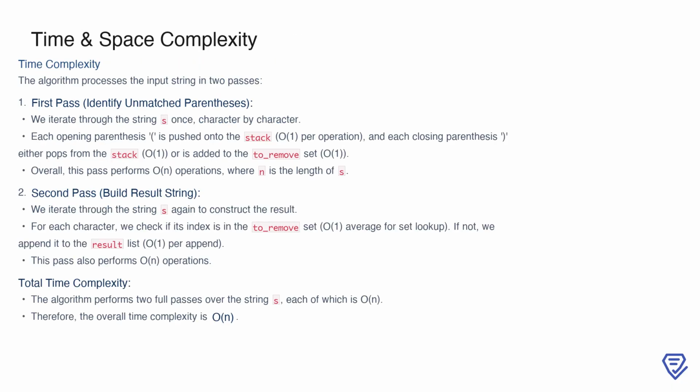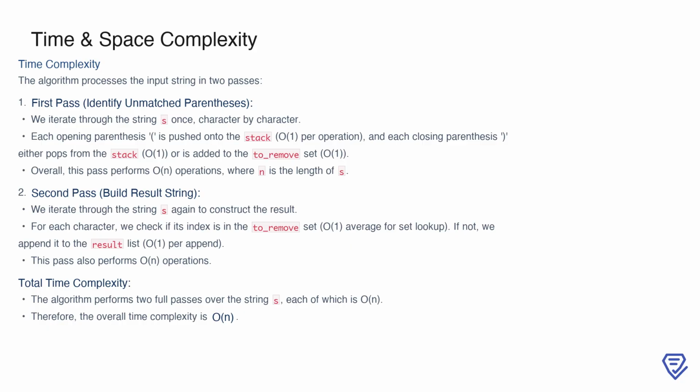The time complexity of this algorithm is determined by the two passes we make over the input string. In the first pass, we iterate through the string character by character. Each time we encounter an opening parenthesis, we push its index onto a stack, which is an O(1) operation. For closing parentheses, we either pop from the stack or add the index to the to_remove set, both of which are also O(1) operations. Since we process each character exactly once, the time complexity of this pass is O(n), where n is the length of the string.